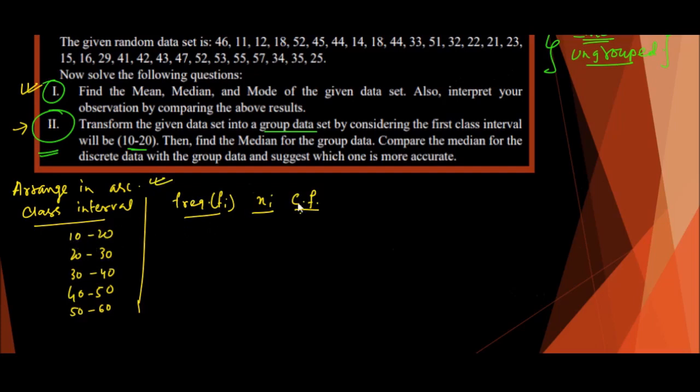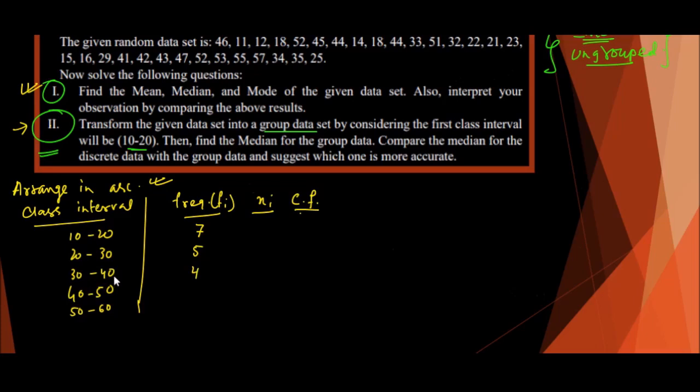Okay, 10 to 20, if you just consider that sorted list of numbers, you will get that total 7 numbers are lying in this 10 to 20 range. Okay, you will see 5 numbers are lying in this 20 to 30 range. Okay, likewise 4 numbers are lying in this 30 to 40 range.